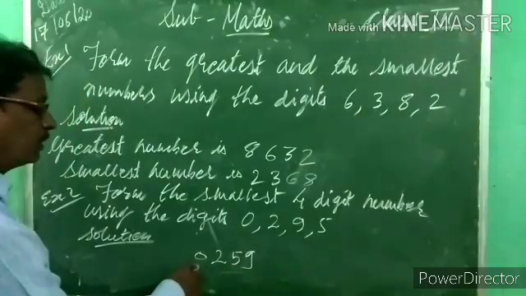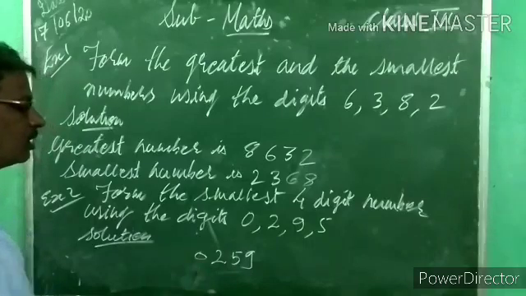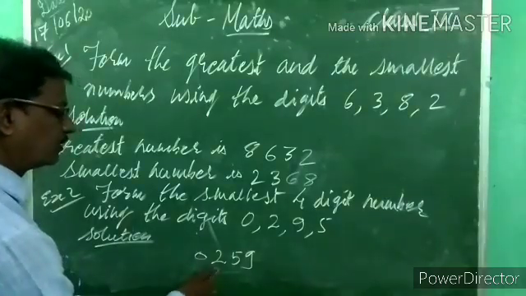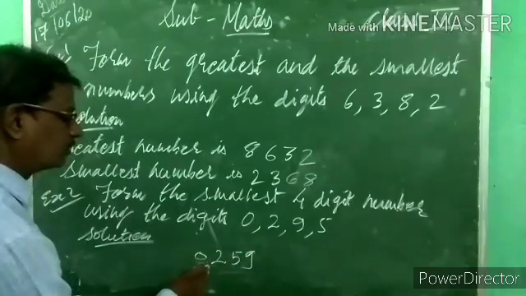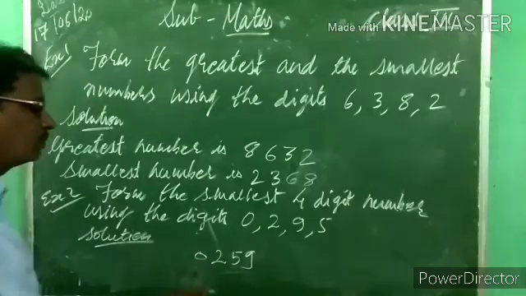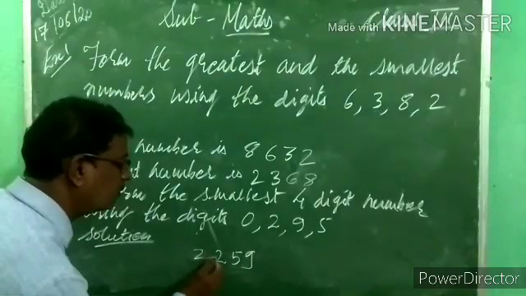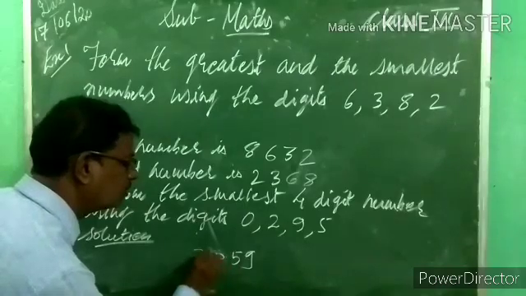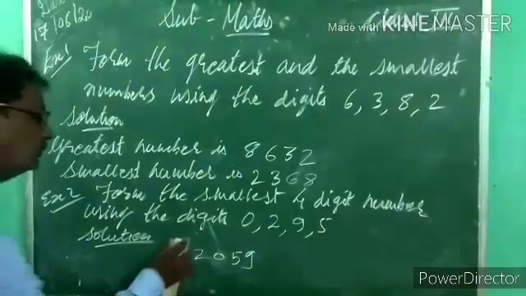So we have to place 2 in place of 0, and in place of 2 we have to take 0. You have to interchange here. Then you will get the answer, which is 2059. Because 0 does not have any value at the beginning of the number, you have to change. Here 2 will be there, and here 0. 2059. So the smallest 4-digit number is 2059.